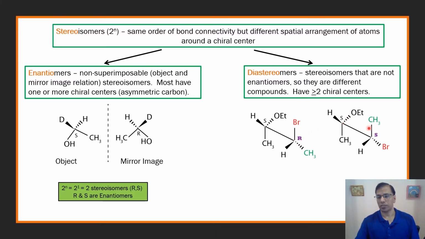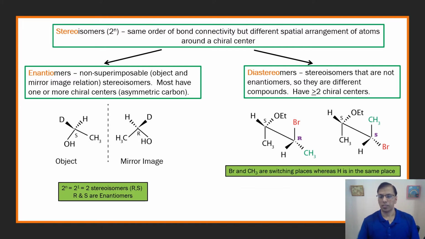These 2 molecules are diastereomers because they are not enantiomers. You can see the only difference between these 2 molecules is the absolute configuration about this chiral center right here. So the absolute configuration around this chiral center is R, and for this carbon it is S. So these 2 molecules are diastereomers. You can see that bromine and methyl group are switching places in these 2. Hydrogen is at the same location.